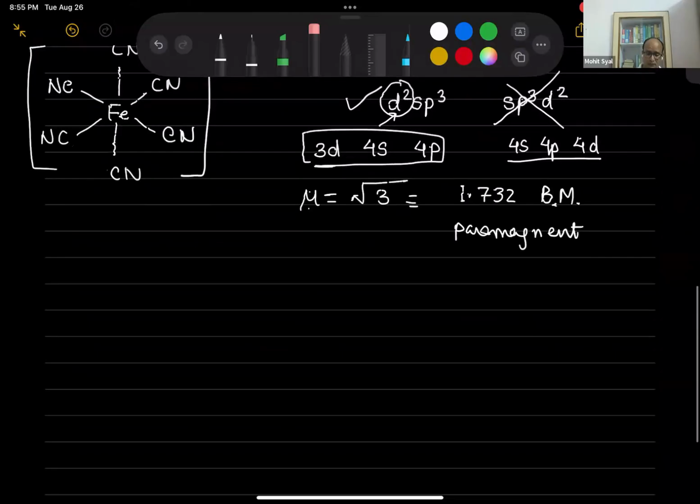Okay. Let's try to figure out the shape, geometry, hybridization, and magnetic behavior of the complex Ni(H2O)6 or Ni(NH3)6. NH3 is a strong ligand, with +2 charge.